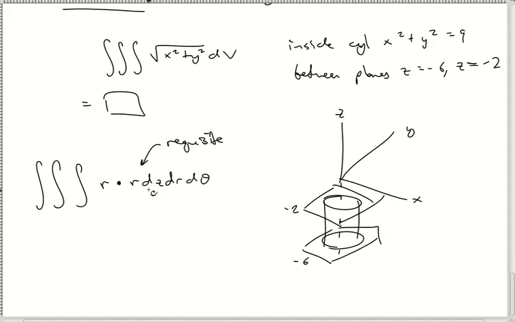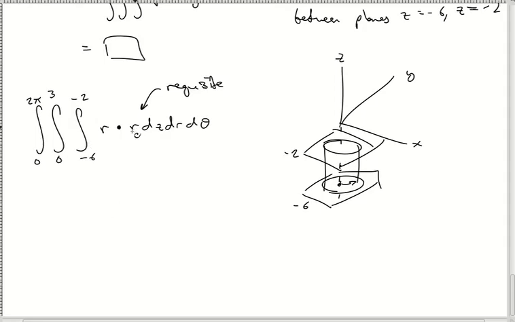Now I need to find out what my limits are going to be. Notice that dz comes first. I personally like that. I think it's a little easier. We're going to go from -6 to -2. Very simple there. My radius r, if you notice, my radius is 3, so we're going from 0 out to 3. And then finally, how much angle are we going? A full 0 to 2 pi.